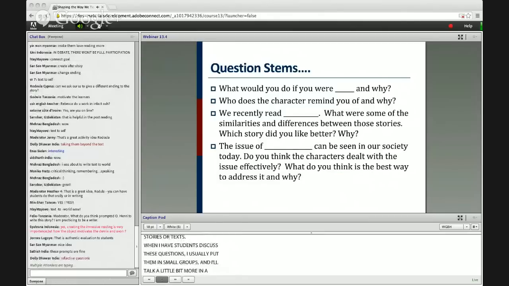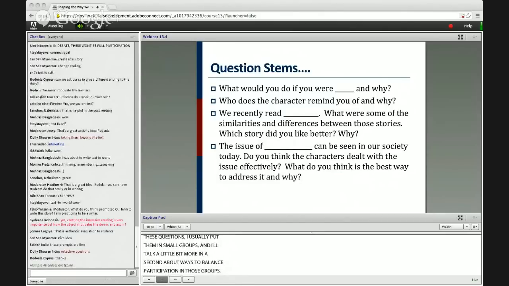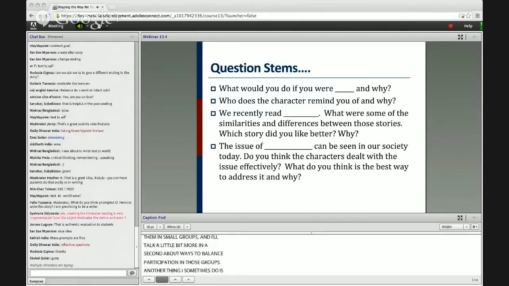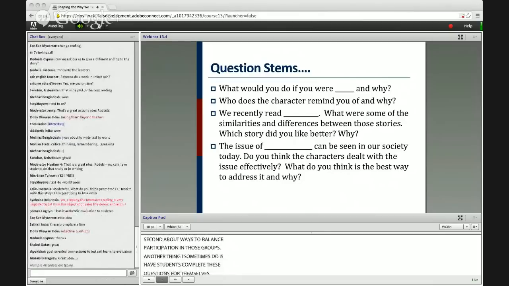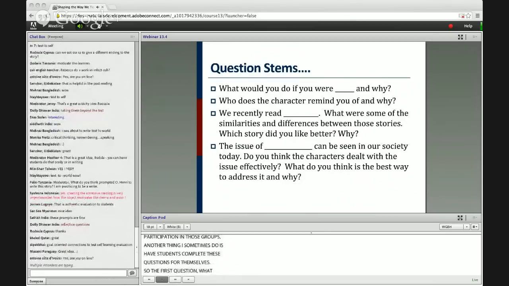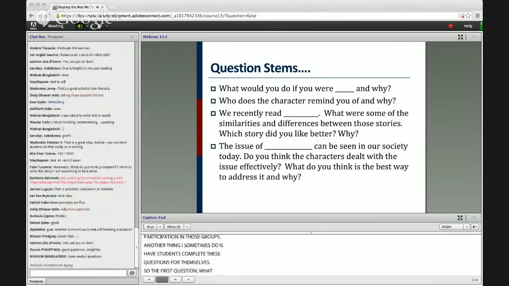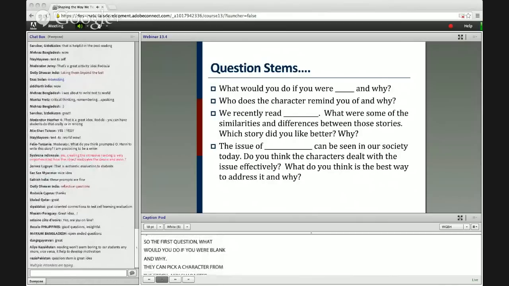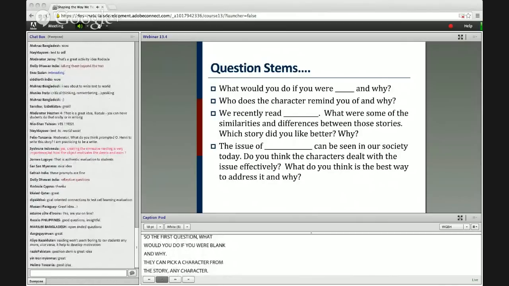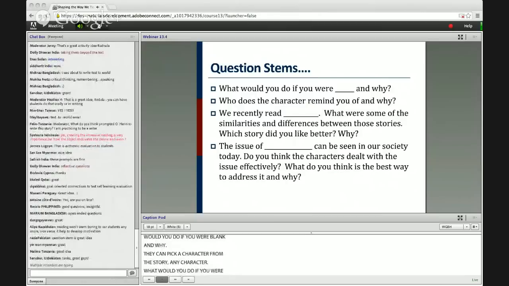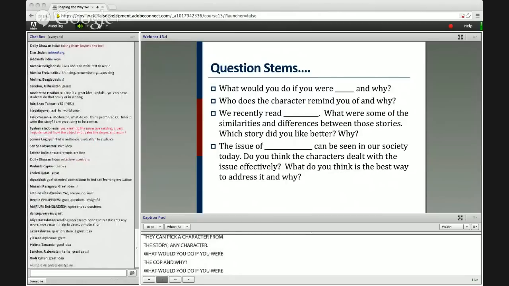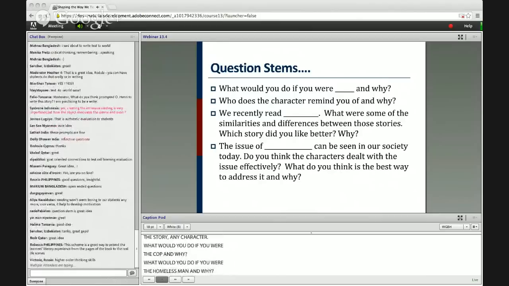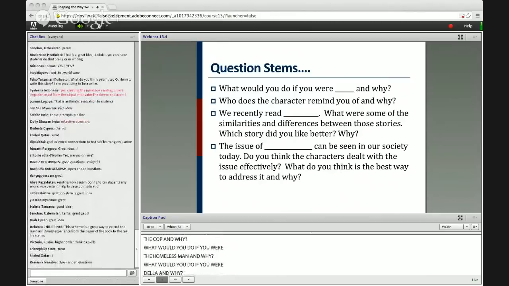Another thing I sometimes do is have students complete these questions for themselves. So the first question, what would you do if you were blank and why? They can pick a character from the story, any character. What would you do if you were the cop and why? What would you do if you were the homeless man and why? What would you do if you were Della and why? What would you do if you were Jim and why? The student could choose which character they want to discuss.